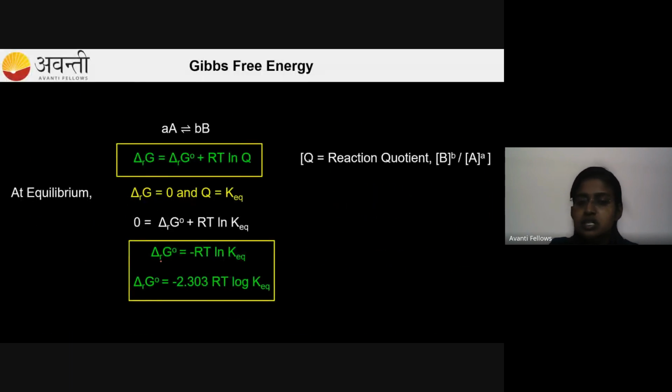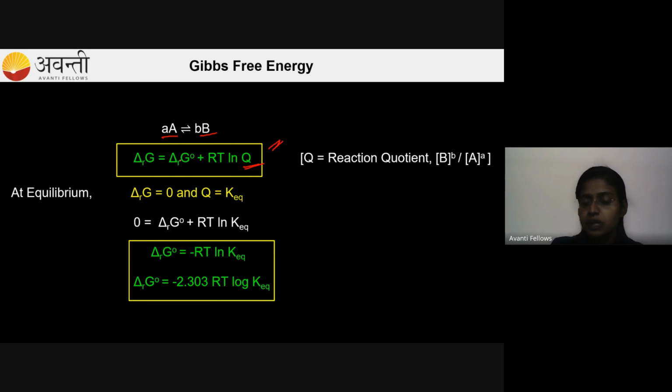Equilibrium constant is denoted by KEQ. So we have a reaction, a moles of A giving b moles of B, and delta GR can be written like this for this reaction. And instead of this reaction quotient Q, all these, reaction quotient and equilibrium constant, we have studied in the chemical equilibrium lesson, no? That same thing.